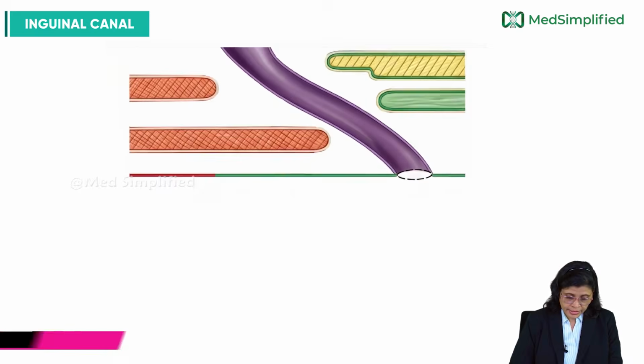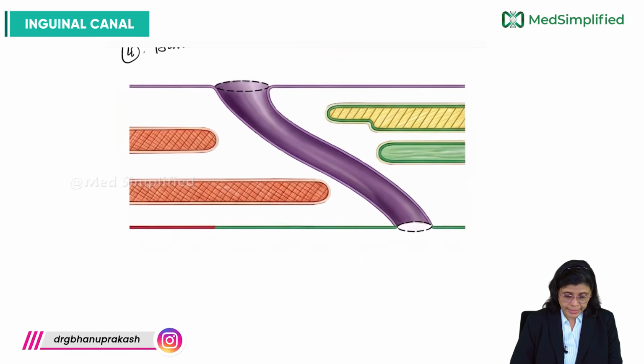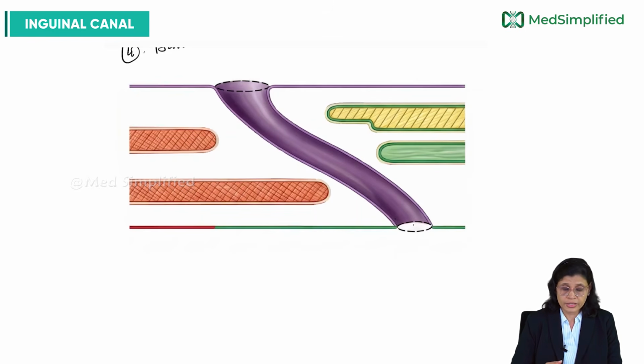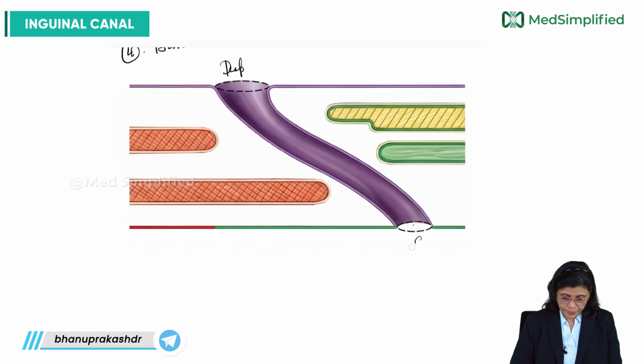So now we will understand these different mechanisms. When we talk about the flap valve mechanism, the inguinal canal is oblique. Because it is oblique, the deep ring is here and the superficial ring there. These two rings are not opposite to each other, so they lie obliquely.